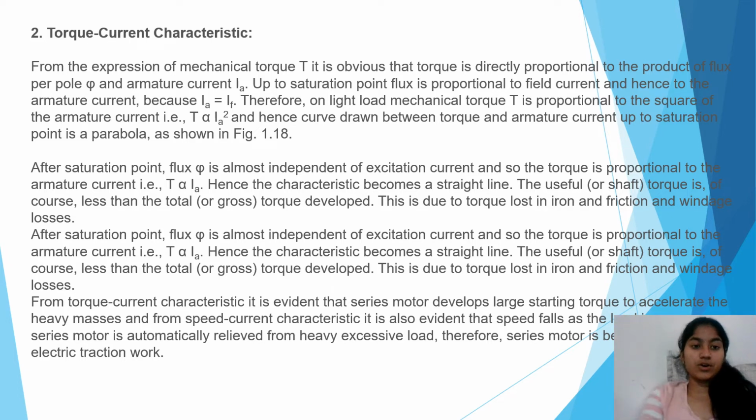After the saturation point, flux is almost independent of excitation current, and so the torque is proportional to the armature current. That is, T is directly proportional to Ia, the armature current. Hence, the characteristic becomes a straight line. The useful or shaft torque is, of course, less than the total or gross torque developed. This is due to torque lost in iron and friction and windage losses.